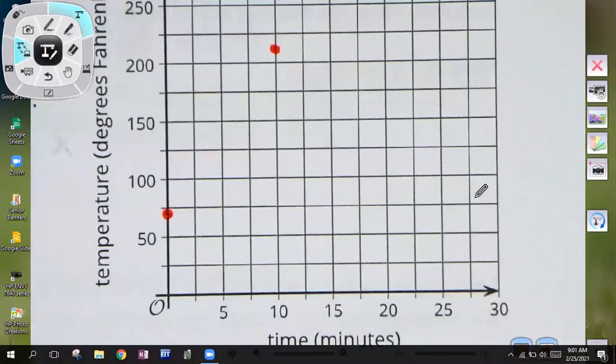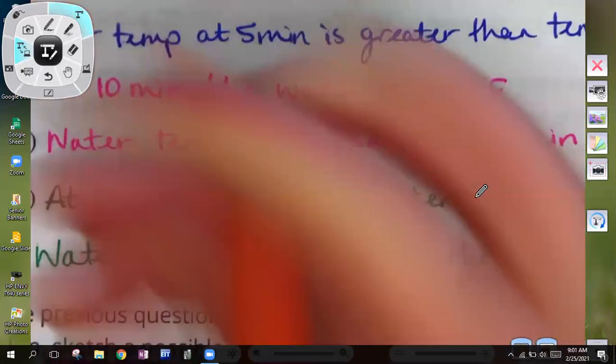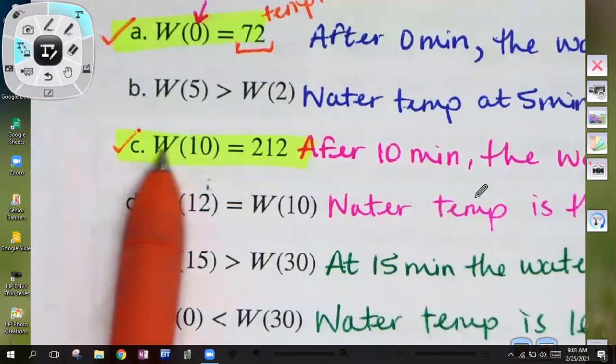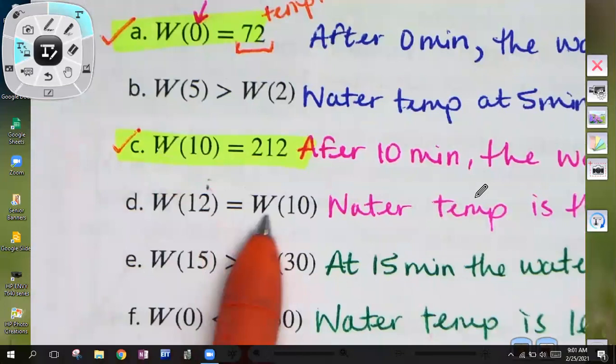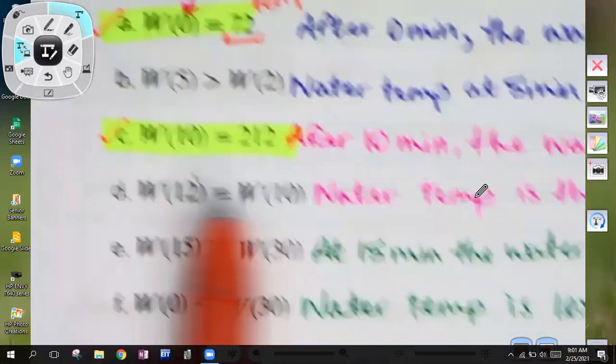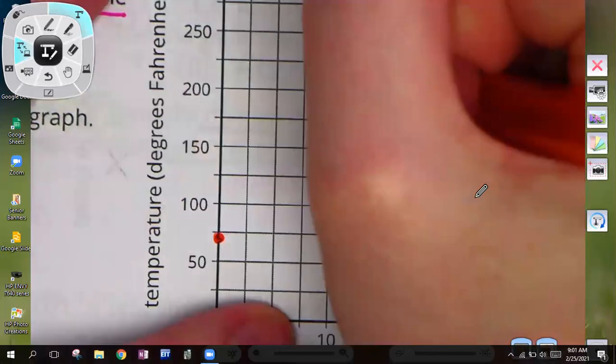All right, now, there's one other one that I can do with that information, because this D tells us that the output of W10 is the same as the output of W12, right? So then after 12 it's just a straight line. So it's just gonna be like right here.